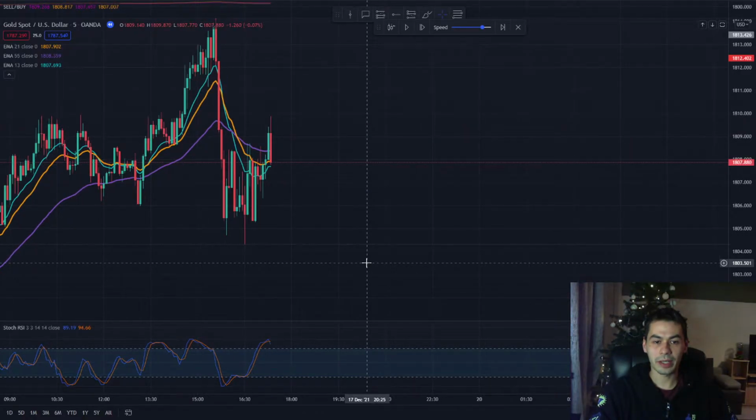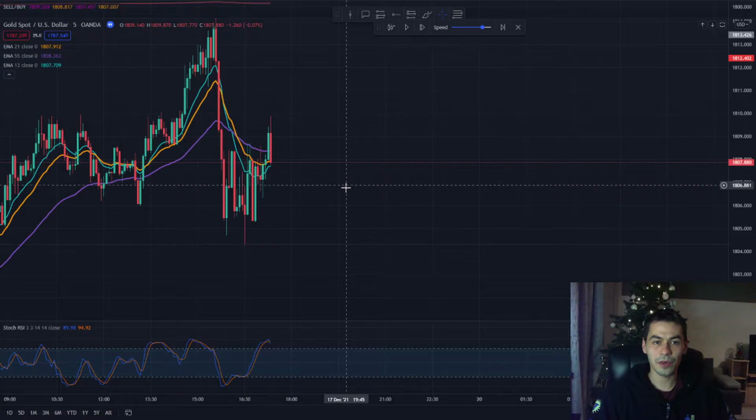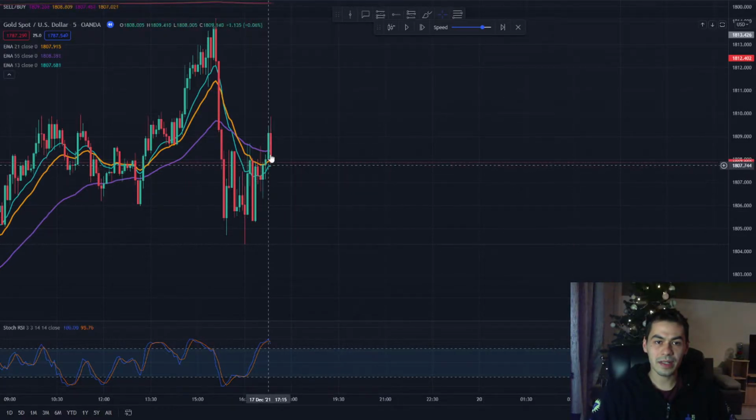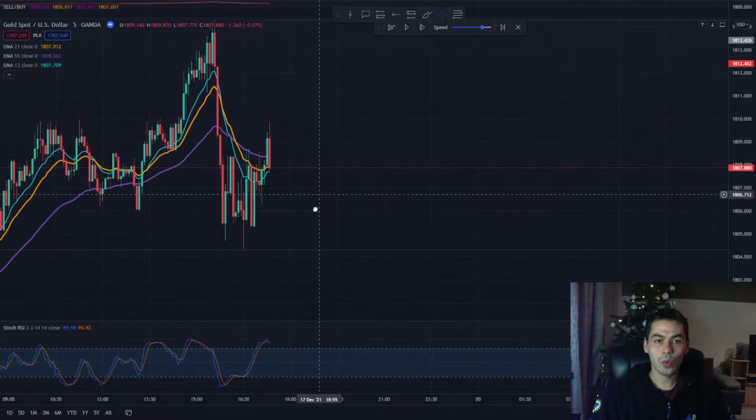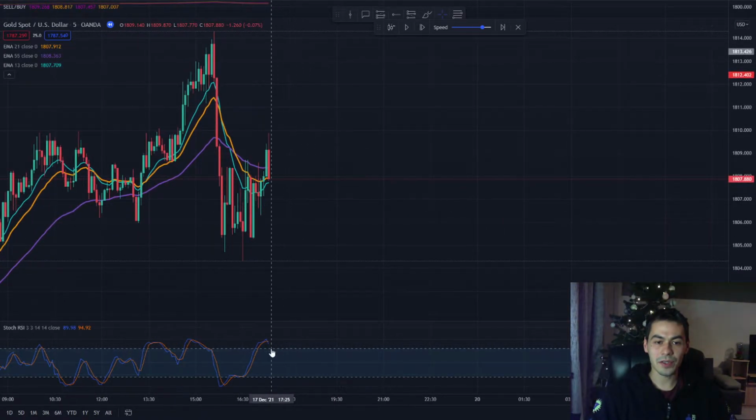If we have a red candle that closes below, and this is perfect, you can see that we retested this EMA and this red impulsive candle pierced through the purple, the 55, and also through the orange, which is 21. So now we will have an entry because you see that the stochastic is overbought. We are looking, the stochastic RSI, sorry, we are looking for sells.